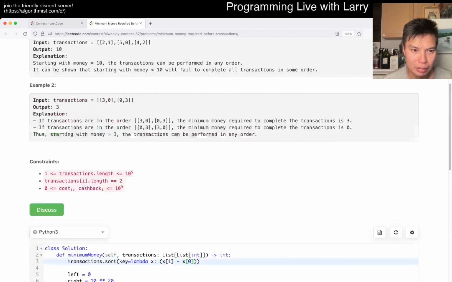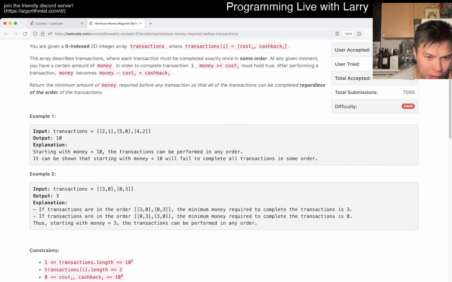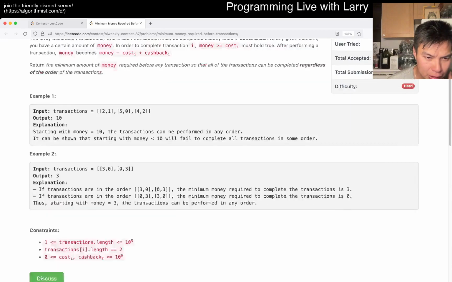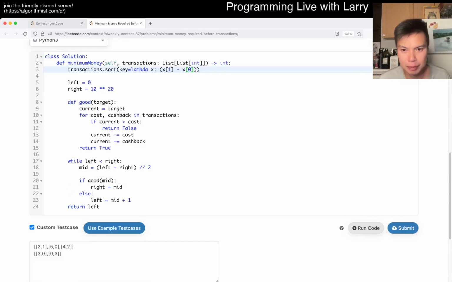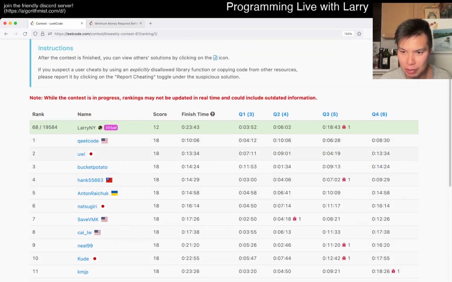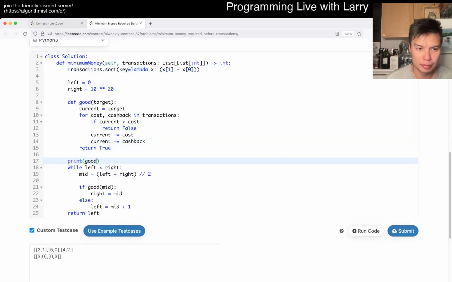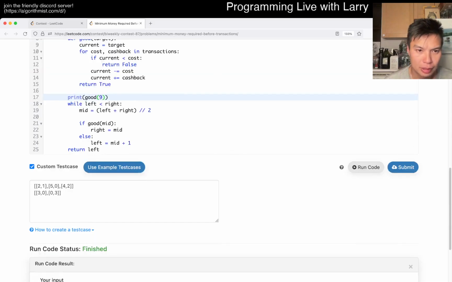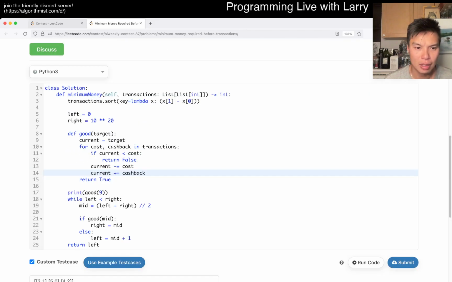Okay, 9 and 3. Did I mess up my binary search? 3 seems okay. Why is 9 okay? Let's see. Maybe I misunderstood the problem. A lot of people seem to have gotten it, and also kind of quickly, to be honest. Maybe not. I don't know. So it thinks 9 is true. Why? Tell me why.